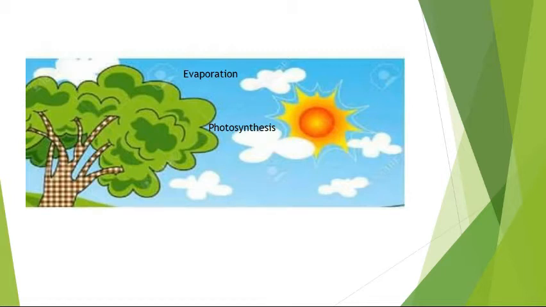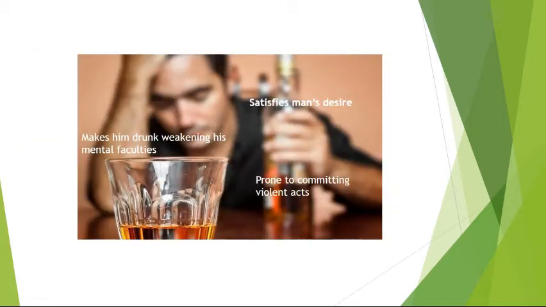The next one is a man drinking liquor. Well, liquor satisfies a certain desire, but it also makes him drunk, weakening his mental faculties and capacity for inhibition, making him prone to committing violent acts.